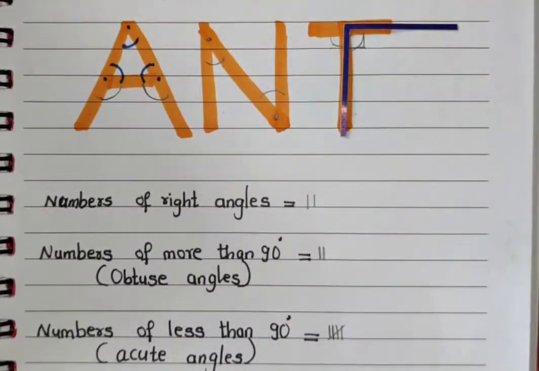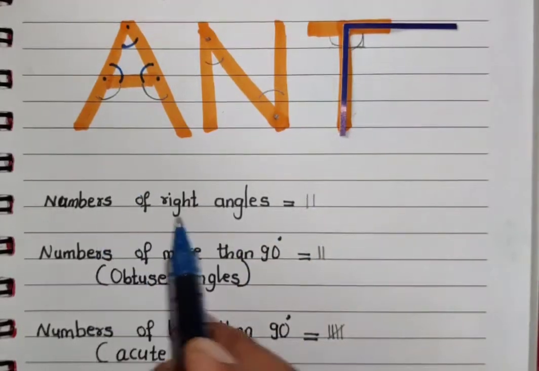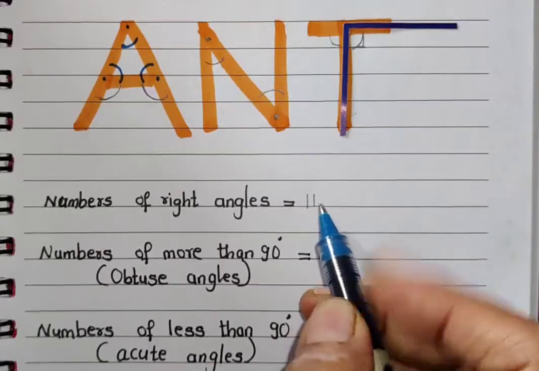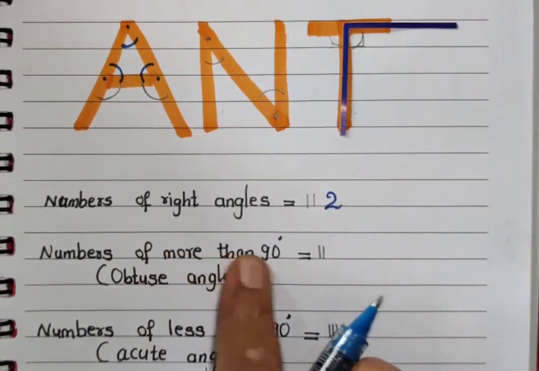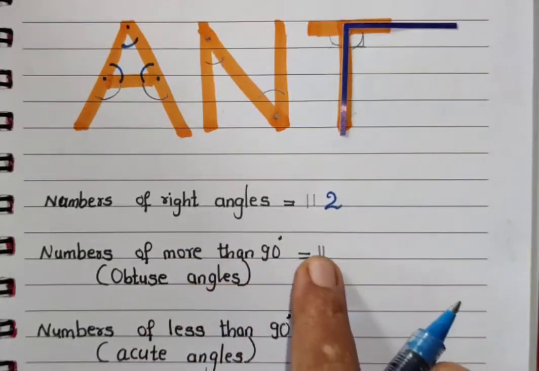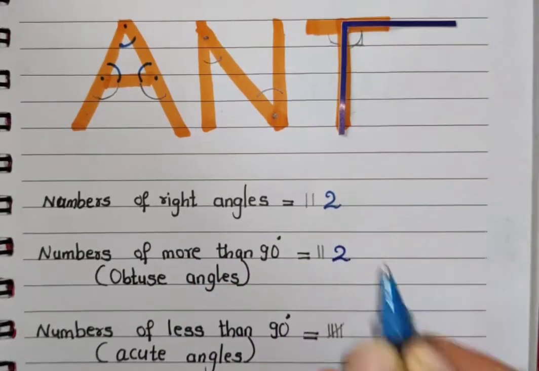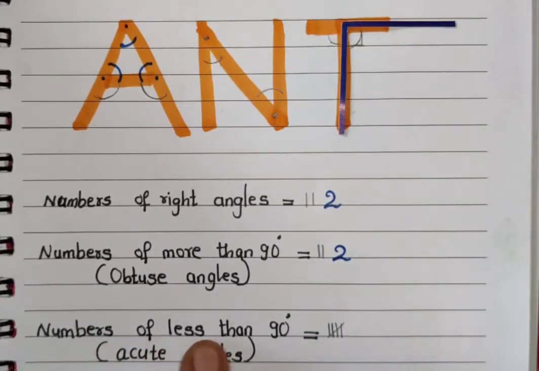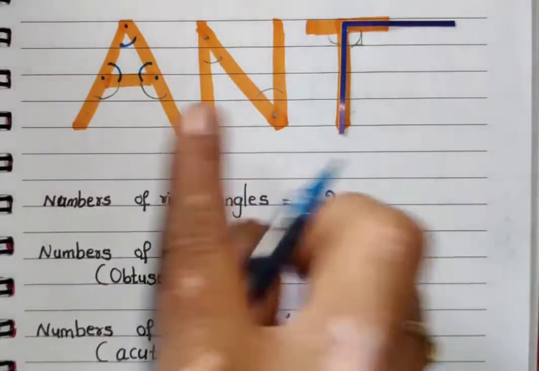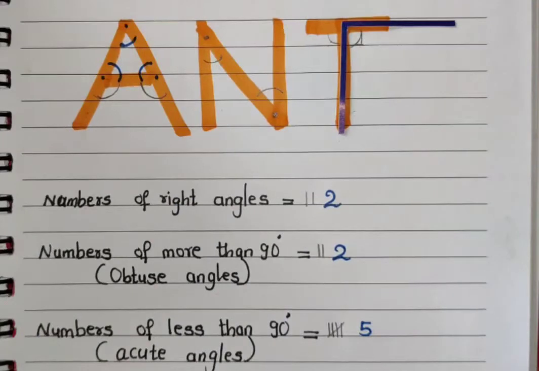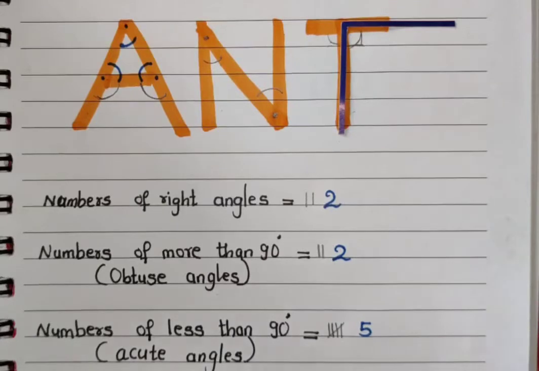So let us now write the answer. In the word aunt, the number of right angles, how many lines do we have? 2. So we will write 2. The number of more than 90, that is obtuse angles, how many did we get? We got 2. And the number of less than 90, that is acute angles, how many did we get? We got 5. So this is the way we are going to count the number of angles formed by the letters in a word. Now let us take one more example.